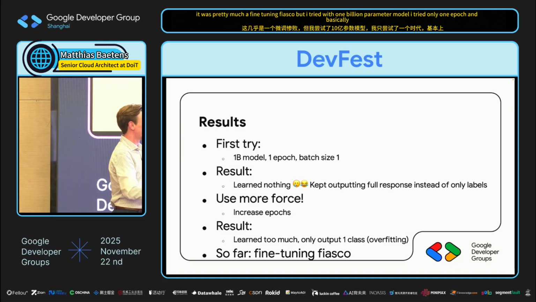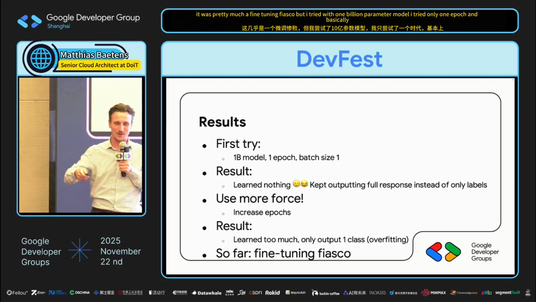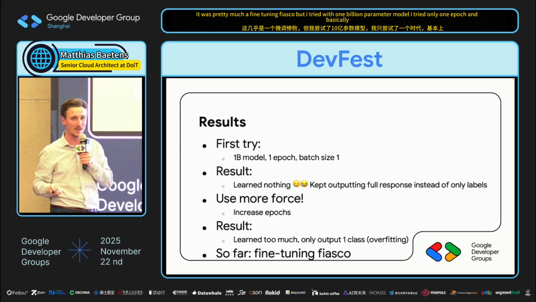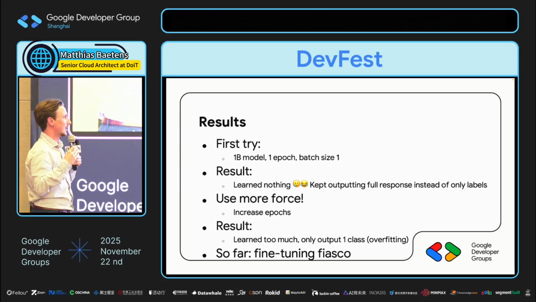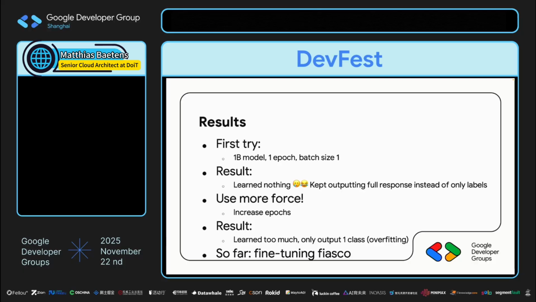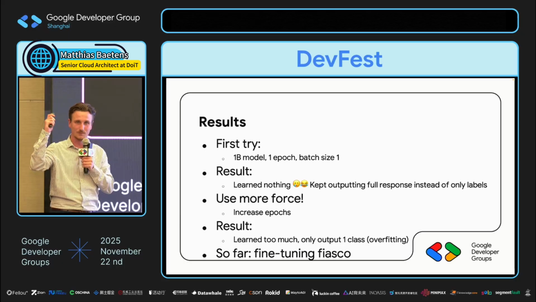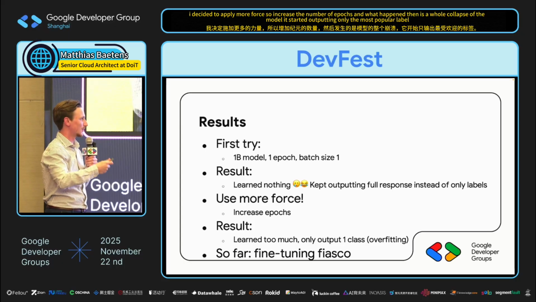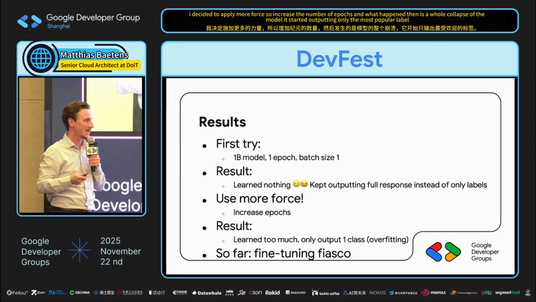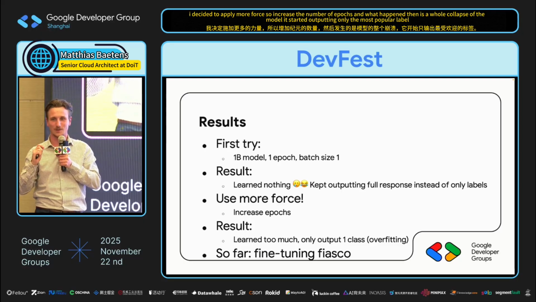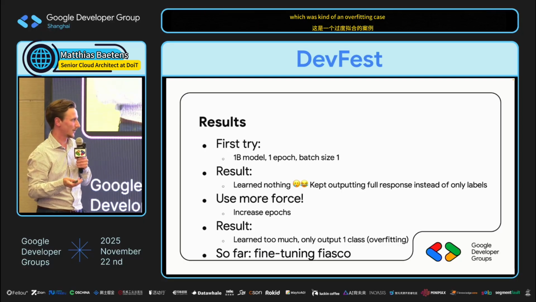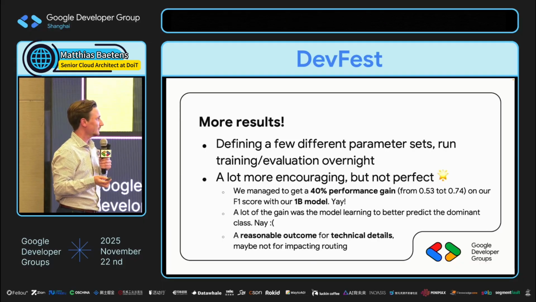It was pretty much a fine-tuning fiasco, but I tried with a 1 billion parameter model. I tried only one epoch, and basically... I decided to apply more force, so increase the number of epochs. And what happened then is a whole collapse of the model. It started outputting only the most popular label, which was kind of an overfitting case.